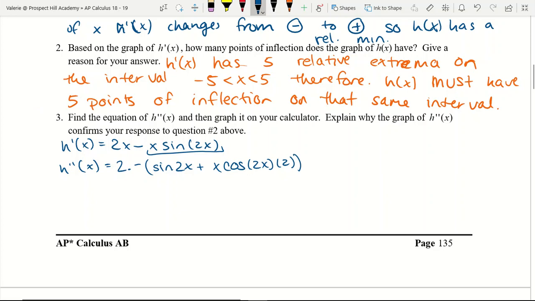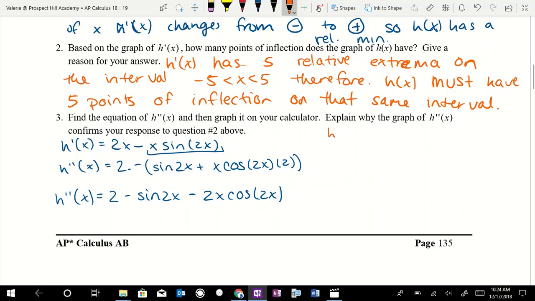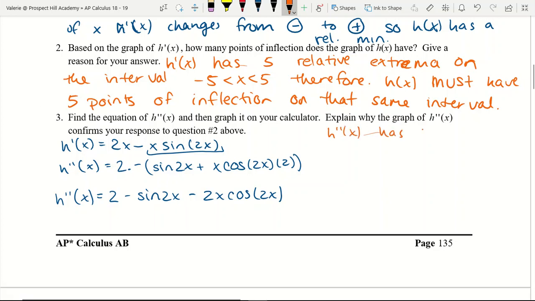When we simplify this all out, we get that h double prime of x equals 2 minus sine 2x minus 2x cosine 2x. And when you graph this, you'll notice that h double prime of x has 5 zeros and changes signs at each of them.